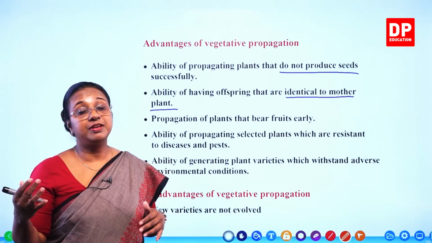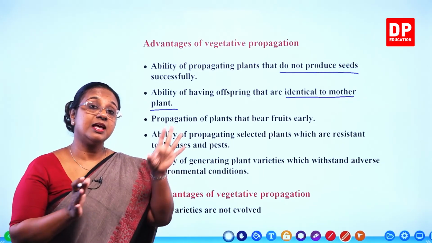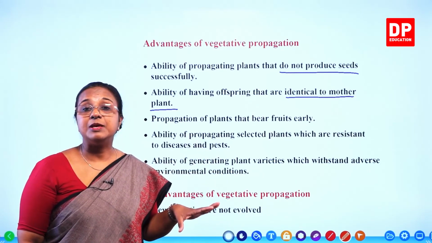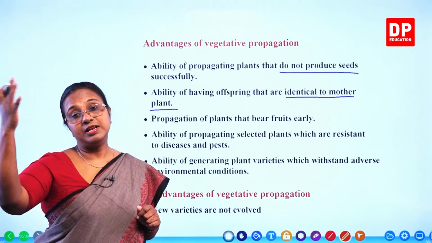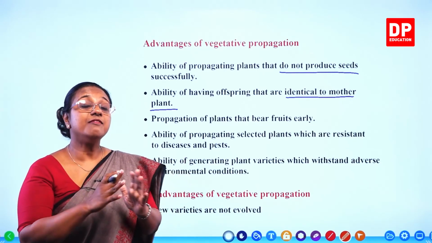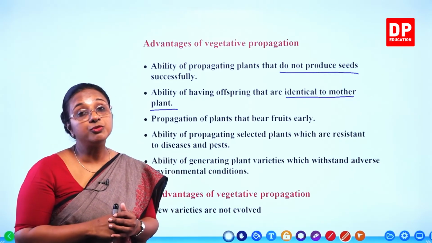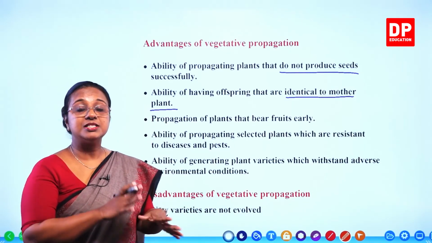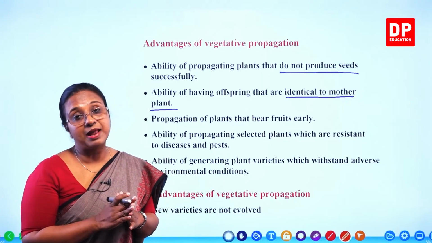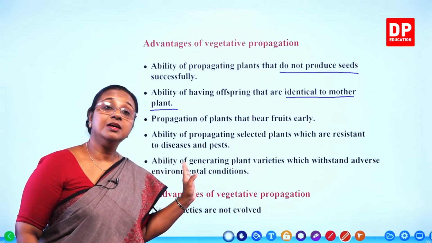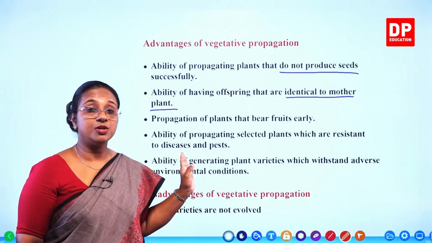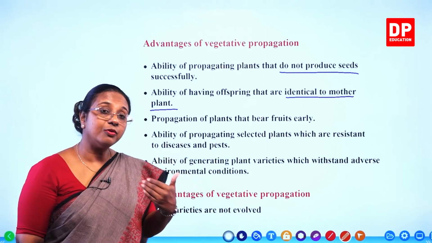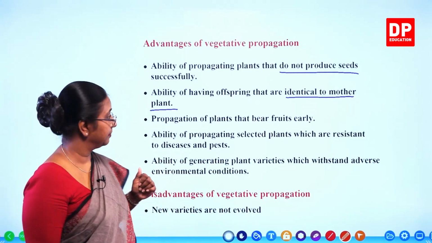But in grafting, we will be mixing characteristics. The root system will be of the stock, and the scion will be the shoot system. So, there we will be mixing characteristics of two plants, root system and the shoot system. But again, in tissue culture, it's exactly the identical plant. The same goes for the natural vegetative reproduction also. Stem tubers, runners, all these are going to be same as the mother plant.